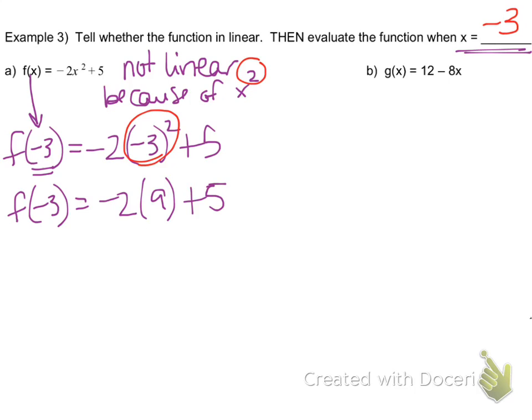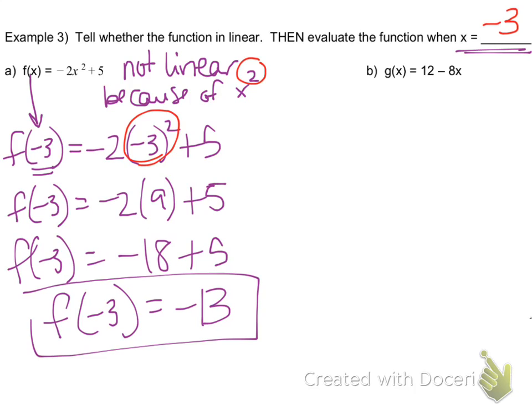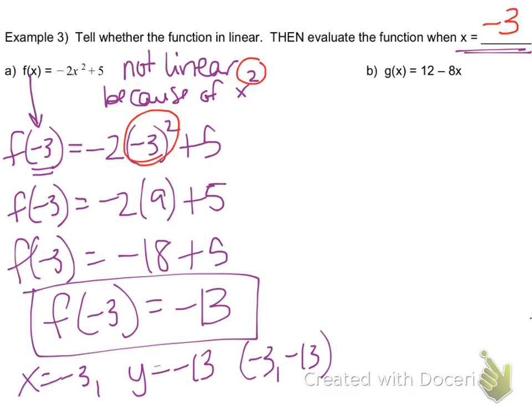And so continuing on, we get f of -3, -2 times 9 is -18 plus 5. F of -3 equals -13. We're not going on any farther to solve for f. This is our answer. This basically means that when x equals -3, y equals -13, where we have the ordered pair -3, -13. The second example, g of x equals 12 minus 8x.